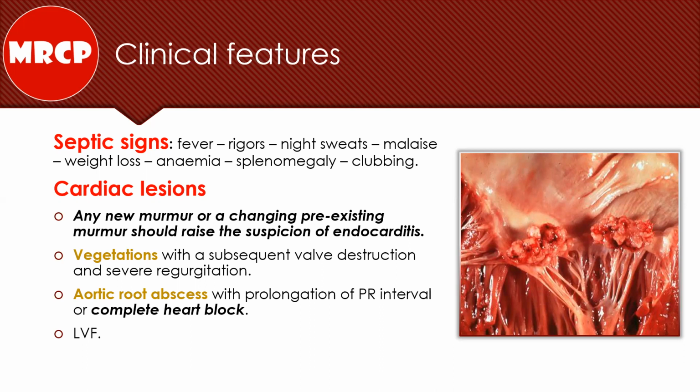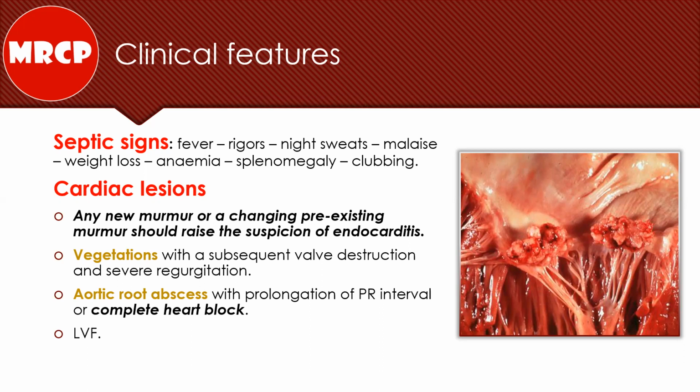This patient presents basically with fever, rigors, night sweats, malaise, weight loss, anemia, splenomegaly, and clubbing. This is the constellation of septic or toxic manifestations: fever, rigors, night sweats, malaise, weight loss, anemia, splenomegaly, and clubbing.